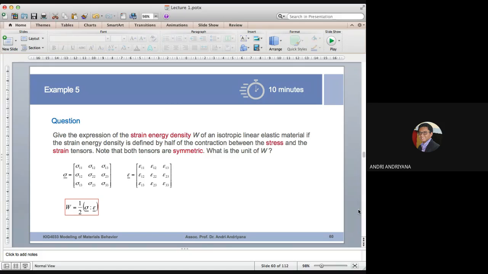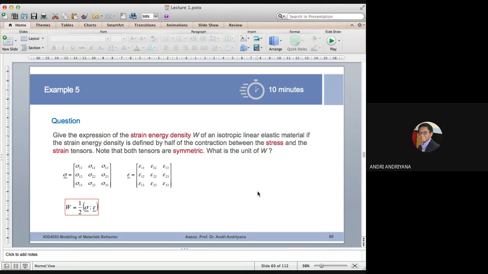Okay, let's have a look at how we do this one. Basically here we need to do the double contraction between the stress tensor and the strain tensor. You have the equations given there and then the definition of double contraction. Noting that both stress and strain tensors are symmetric, it is easier. Just now I think Hadi mentioned that it is a bit long. It is true.